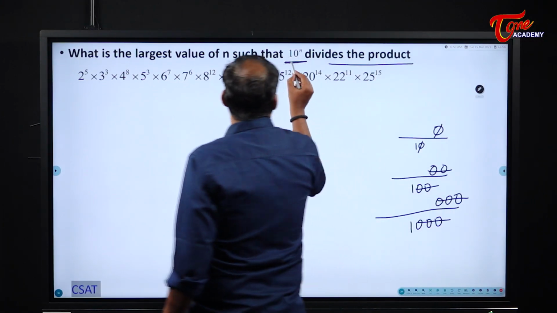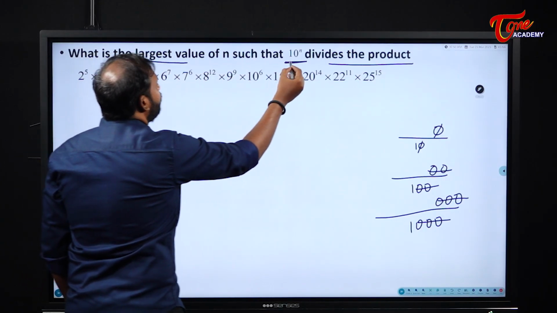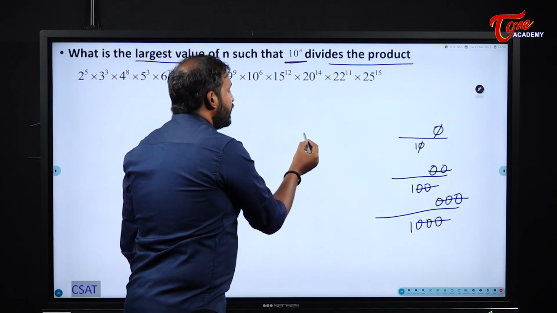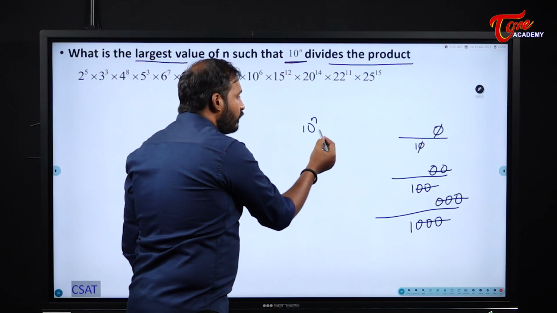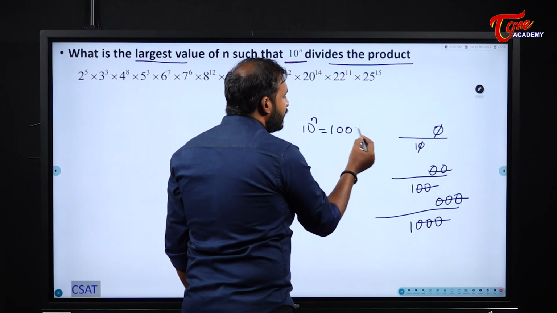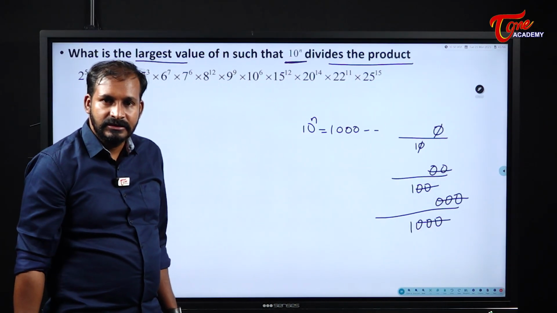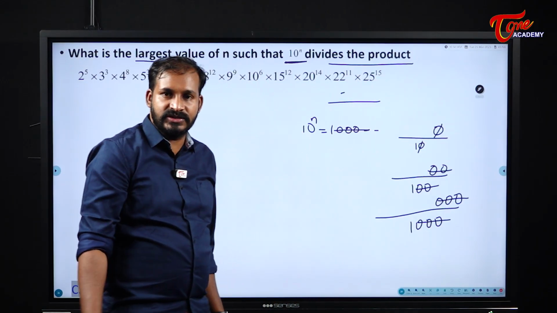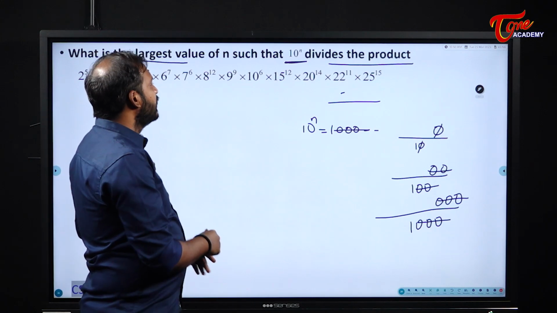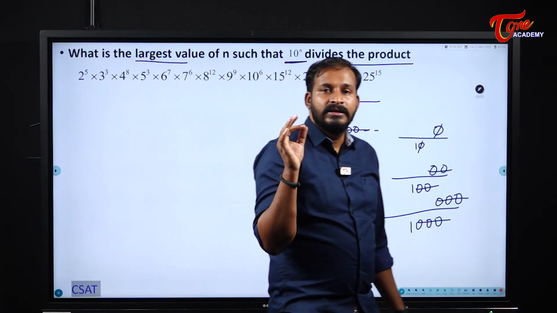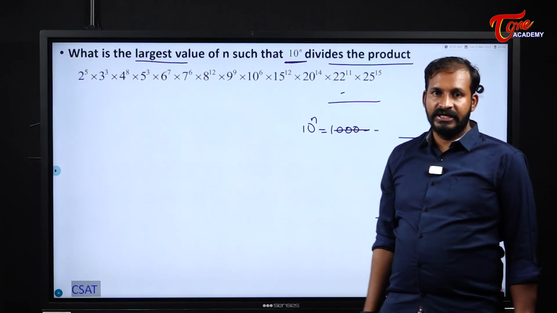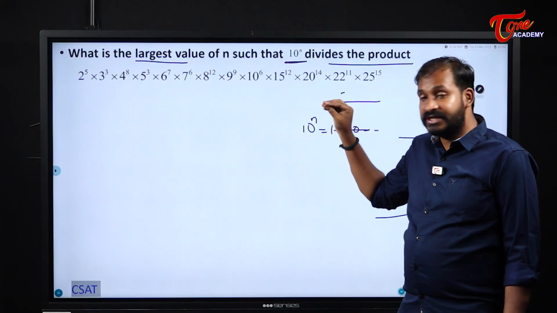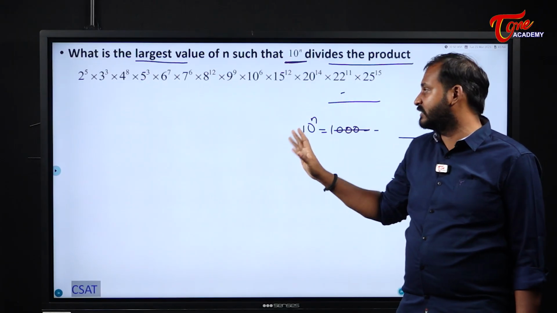Now please see here, he is asking what should be the largest value of n. That means n should have the largest value. So 10 power n means what? We will get 1 and n number of zeros beside that. Am I correct? So to cancel these n zeros, in the numerator also I should get the same number of zeros, right? That means this question is indirectly the number of zeros question. Nowhere in the question does he speak about the number of zeros, but this question is indirectly a number of zeros concept question.